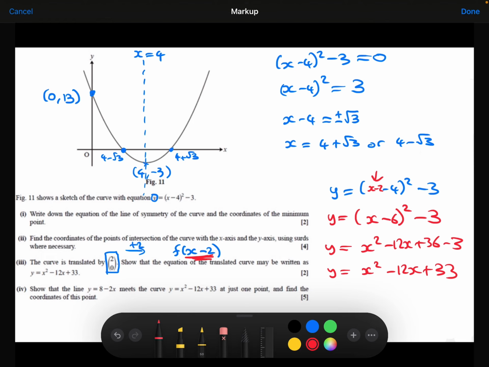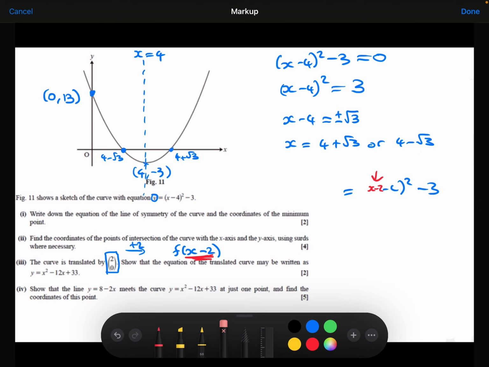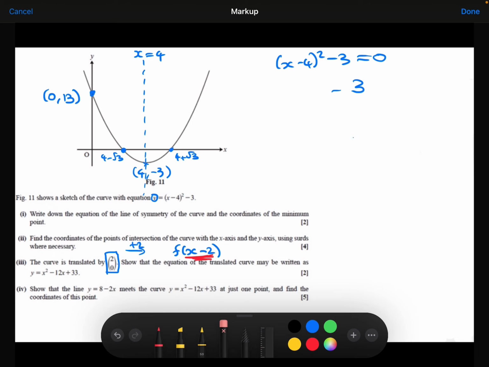Part 4. Show that the line 8 minus 2x meets the curve at just one point and find the coordinates of that point. So let me just get a bit more space. Because the fact that it's talking about meeting, that's another word for intersecting. So therefore I'm thinking simultaneous equations between these 2 lines.